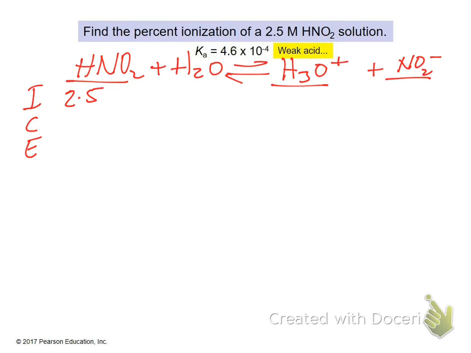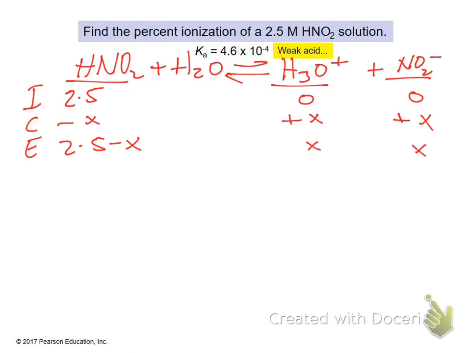So we are prepping an ICE table here because in order to find the percent ionization, we need the concentration of the hydronium ion, H3O plus. And in order to find the concentration, we have to use the ICE table. All right, so again, initially we'll have 2.5 molar of the nitrous acid solution and 0 for the products. And then the change would be negative x here and plus x's. And 2.5 minus x, x, and x.